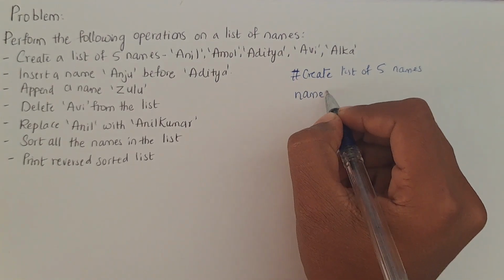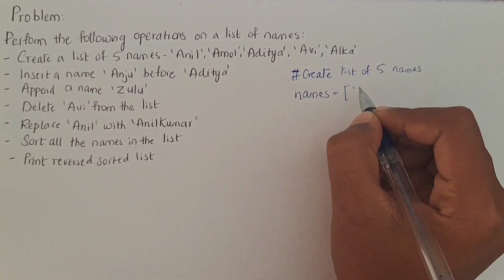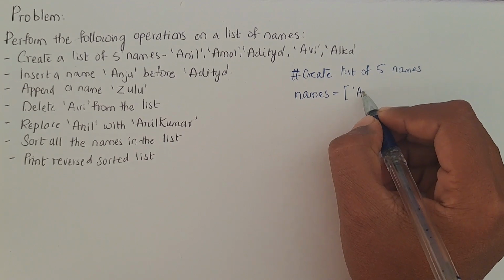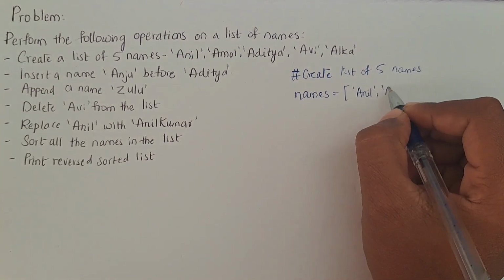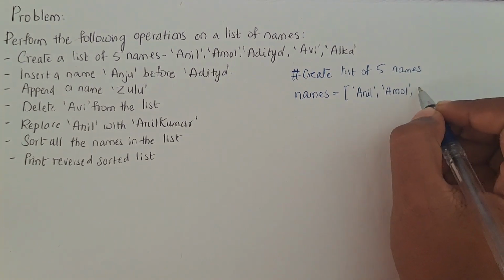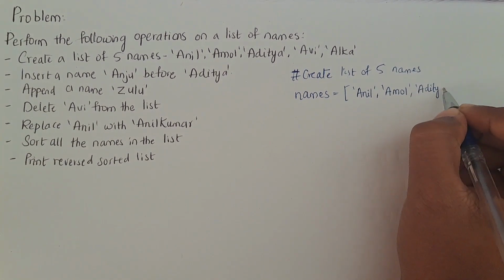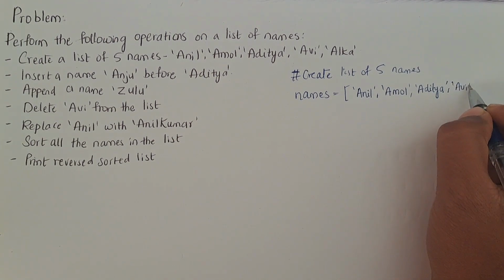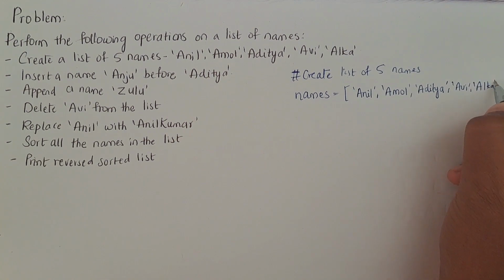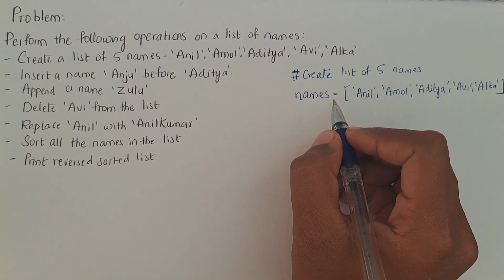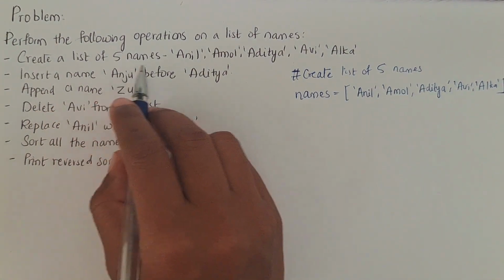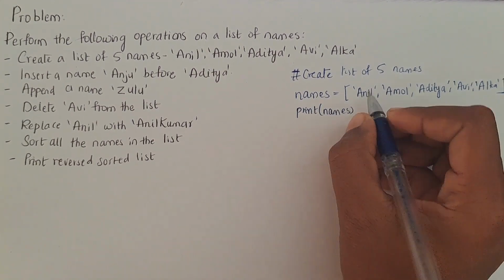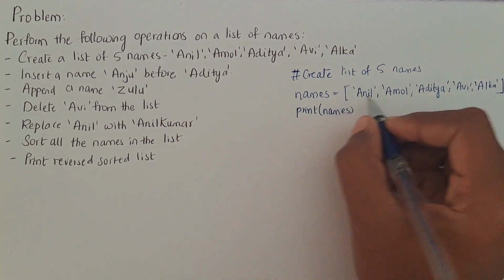I am considering the names as my list, and I am just using square brackets. I think you know we define the list using square brackets. And I am storing all these names as the items of the names list. Here the names are Anil, Amol, Aditya, Avi and Alka. So this is the way of creating the list of 5 names. Now if I print these names, I will get this list as the output.